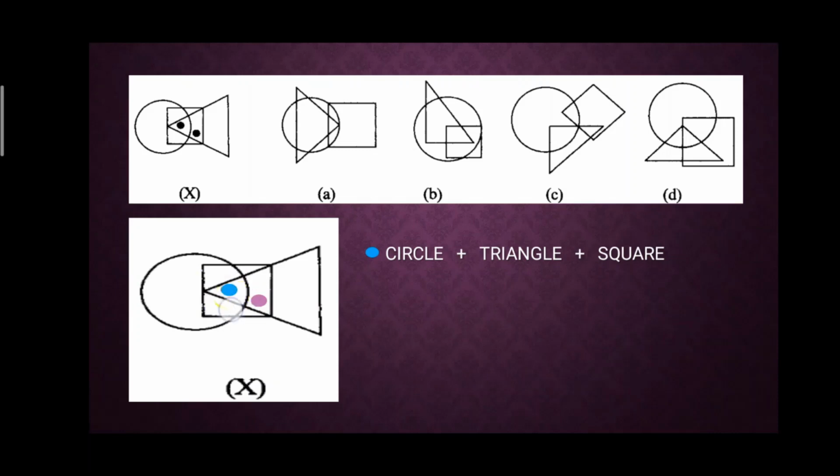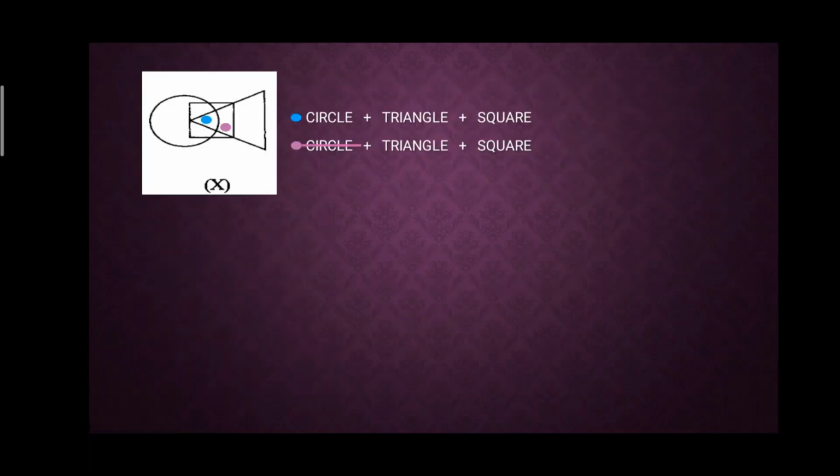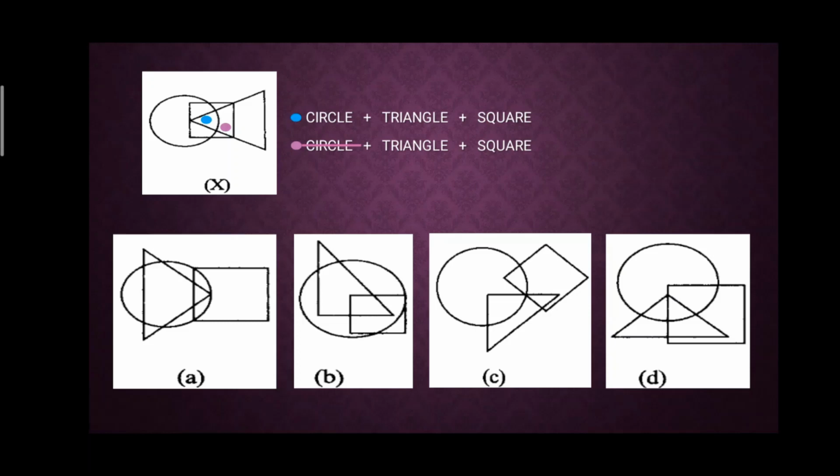You can see this blue dot, this area is inside the triangle, inside the square and inside the circle. Now the second, the pink circle represents what? The area which is inside the triangle and square, but it is outside the circle. Therefore I have eliminated circle from this option. Now when you look at the answer figures, you have to find both pink and blue circles in this. I'll start with one of these circles here, blue, the area that represents all the 3 figures.